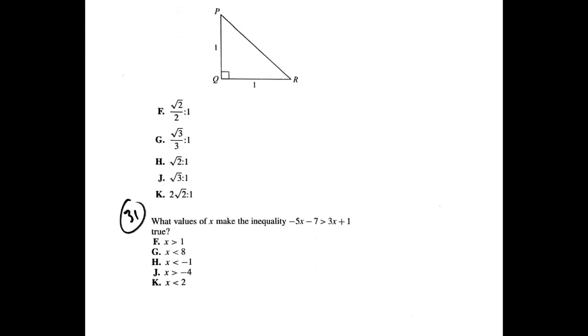31. Find the values of x. What values of x make the inequality negative 5x minus 7 is greater than 3x plus 1 true? F, x is greater than 1. G, x is less than 8. H, x is less than negative 1. J, x is greater than negative 4. K, x is less than 2.